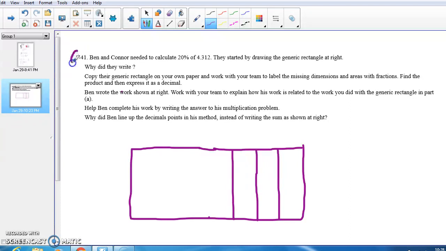You're going to write in your notes 5-41. So make sure you have your notebook open and you write 5-41. Ben and Connor need to calculate 20% of 4 and 312 thousandths. They started by drawing a generic rectangle. It's not at the right, it's right at the bottom. So the first thing I want you to do right now is copy this generic rectangle. Notice I have one large rectangle, and then to the right of it I have 3 smaller rectangles, and we'll fill that in just a moment.